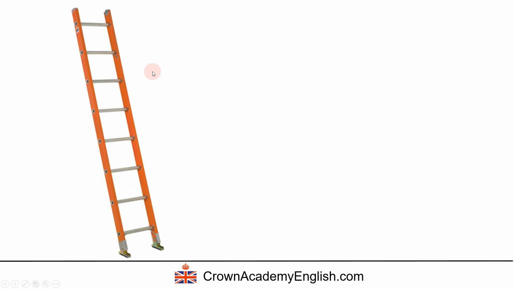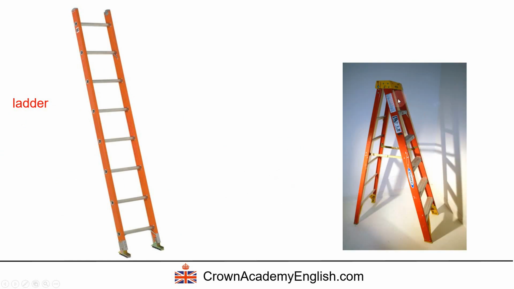This is called a ladder. A ladder. And this is called a step ladder. A step ladder. So a step ladder is when there are two sides to a step ladder for stability. And they are usually much shorter. They are smaller. Okay, so this is a normal ladder, and this is a step ladder.